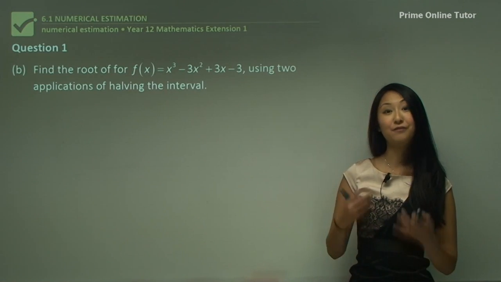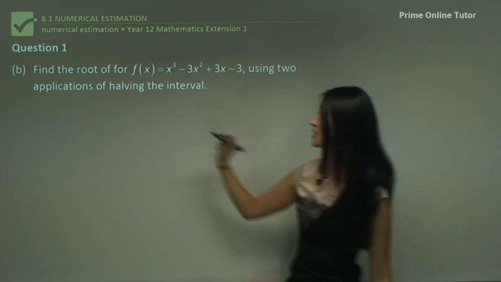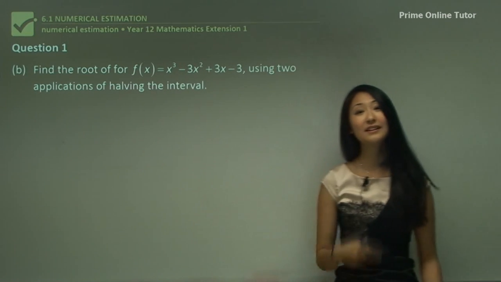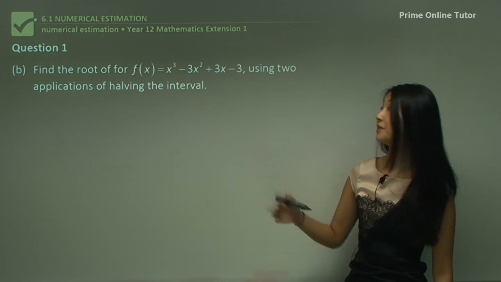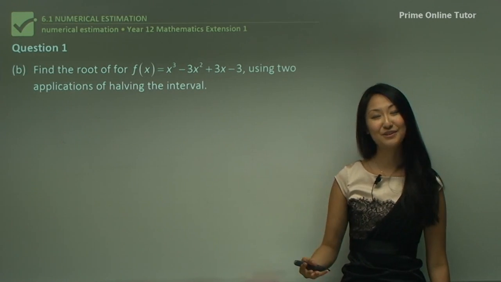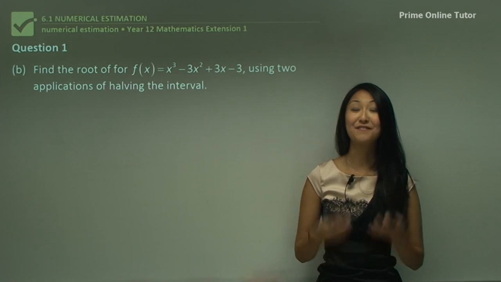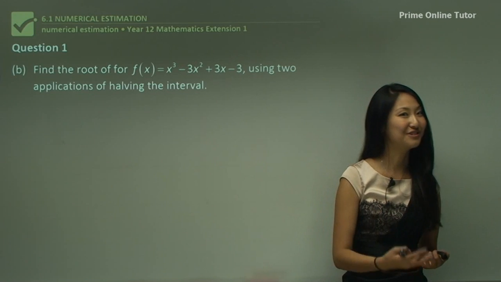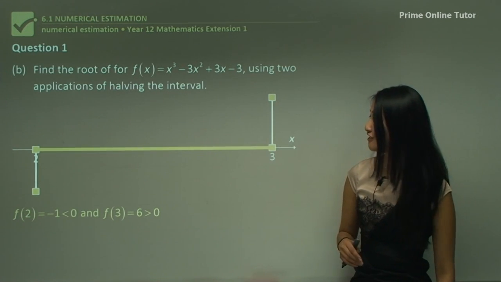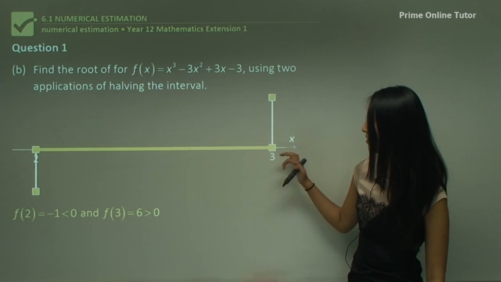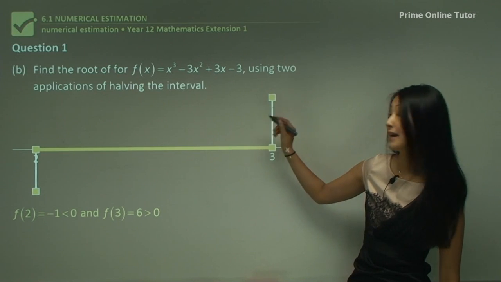So here we actually want to find the root for this equation, and it tells you using 2 applications of halving the interval. Now, there's 2 types of questions that you're likely to get. So the first type is when it tells you exactly how many applications to use. And in the next question, when we get up to that, you'll see that you have to work out for yourself how many applications you do need to use. Okay, so from part A, we knew that since 2 was negative and 3 was positive, that it's going to lie somewhere between 3 and 2.